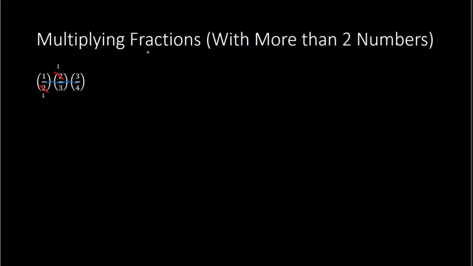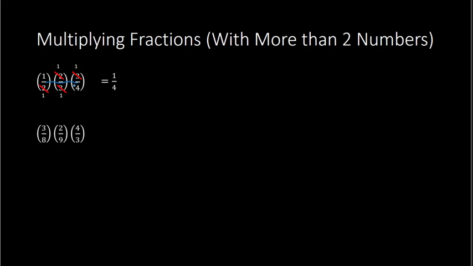Looking at the 3's, this 3 and this 3 can divide out. 3 divided by 3 is going to give me 1 over 1. And that's all that can reduce. And so for the numerator, we have 1 times 1 times 1, which is 1. For the bottom, we have 1 times 1 times 4, which is 4. So my solution is 1 over 4.